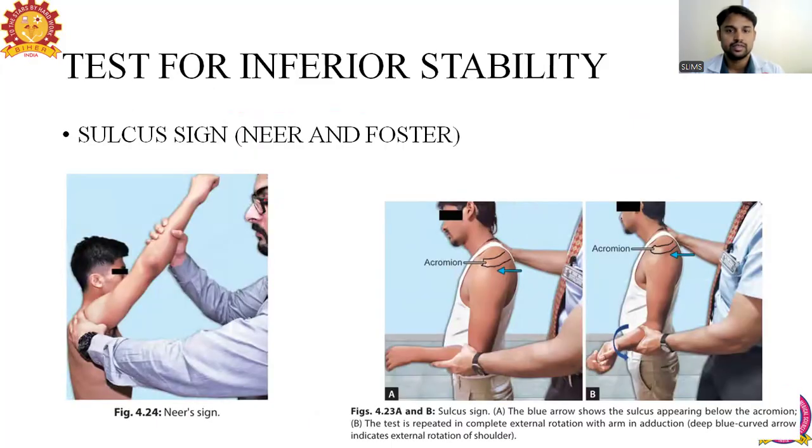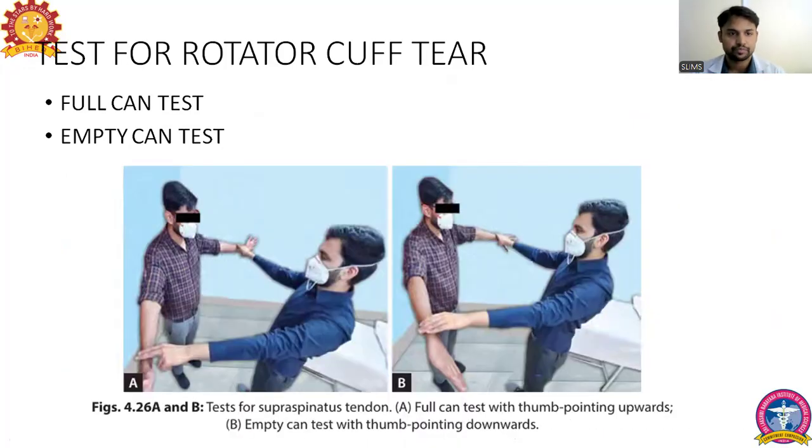And another test is for inferior stability. You can see the sulcus sign. For the sulcus sign, when you see the blue arrow, you should hold the patient's limb in adduction and internal rotation, very close to the patient's body. When you do the external rotation of the patient, you can see a small dimple, like some small bump. It is called the sulcus. It is positive in an inferior instability.